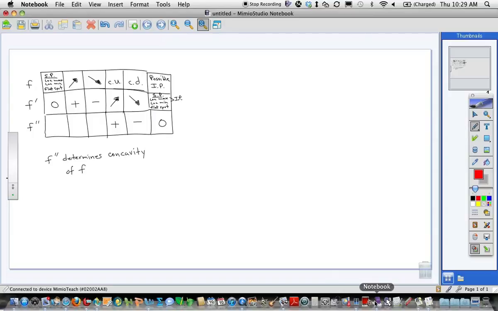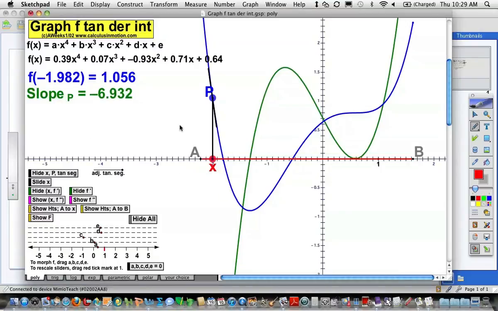this. Let's take a look at this picture from yesterday. Okay? All right. If I take this, now remember here the blue graph is F. The green graph was F prime. So now, let's think about F double prime.